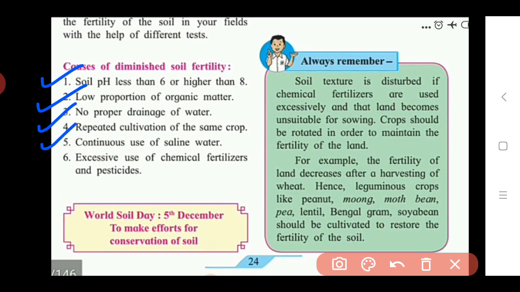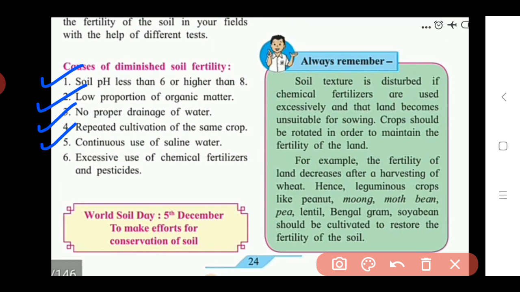The next one, the fourth, is repeated cultivation of the same crop. Means some farmers carry out such cultivation, that is, if in one year they yield a crop of wheat, and again in the next year they yield a crop of wheat, then due to taking the same type of crop every year, it decreases the fertility of that soil, because all the organic matter or nutrients get absorbed by this same crop. So fertility goes on decreasing.